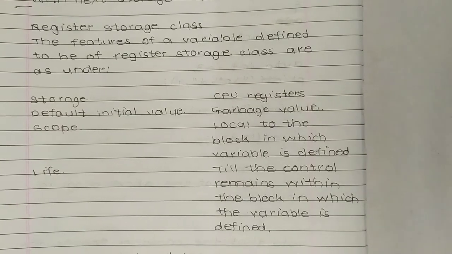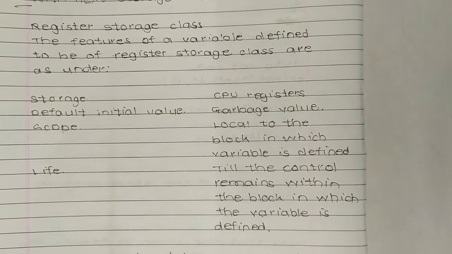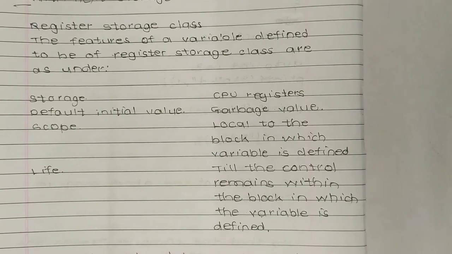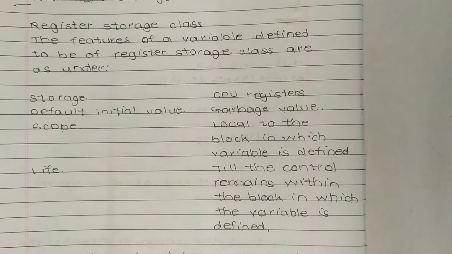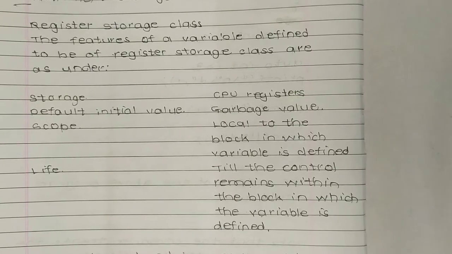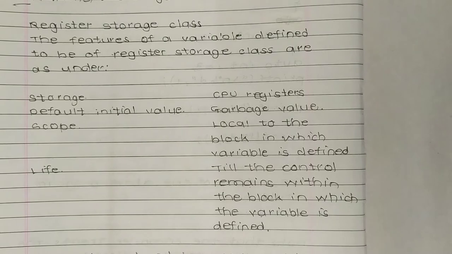Register storage class. The features of a variable defined to be register storage class are as under. First, storage: CPU registers. Default initial value: garbage value, that means it is a random value. Now scope: local to the block in which the variable is defined.